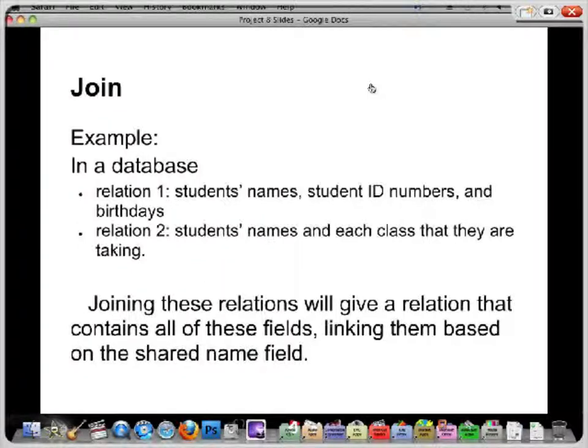So here's a quick example. Say one database includes students' names, students' ID numbers, and birthdays, and another one includes students' names and each class they're taking. Joining these relations across the field of student names, because they're sharing this part of their set, will allow you to have a full relation that has the students' names, their ID numbers, their birthdays, and every class they're taking.